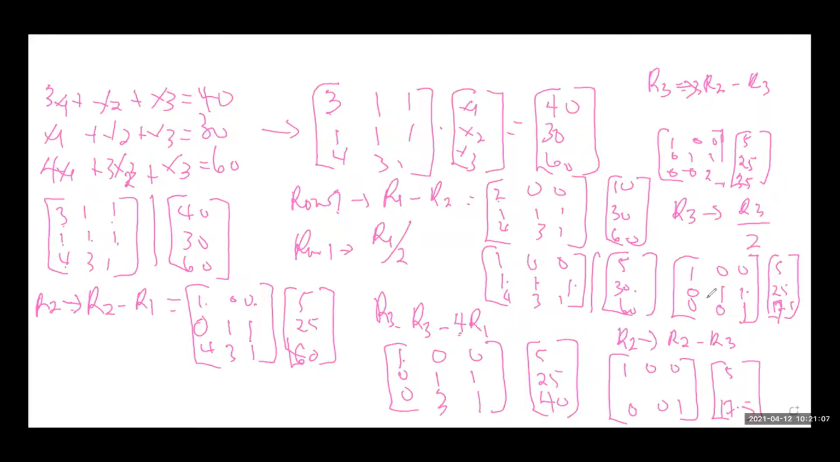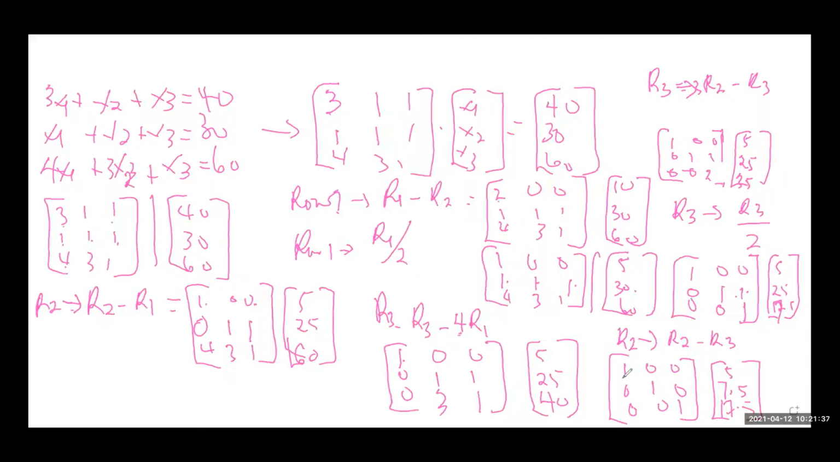Row 2 minus row 3. 0 minus 0 is 0. 1 minus 0 is 1. 1 minus 1 is what? 0. 25 minus 17.5 should give you 7.5. Okay. So technically, how many operations have we done? If I count, we've done 1, 2, 3, 4, 5, 6, 7 operations to arrive at this.